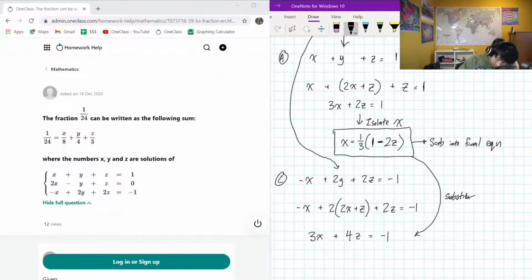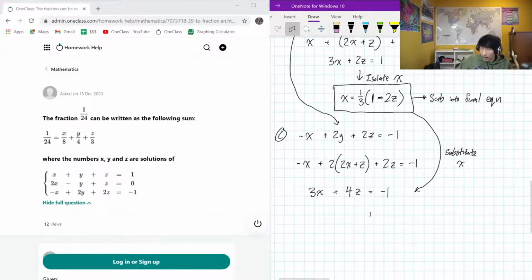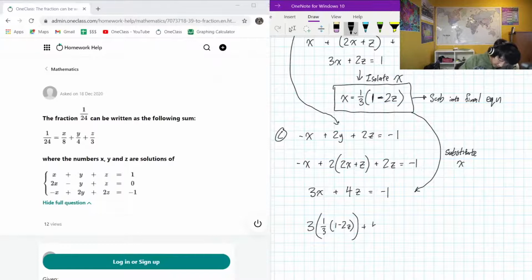Substitute x. And we know that x is going to be 3 times 1/3 of (1 minus 2z) plus 4z is equal to -1.